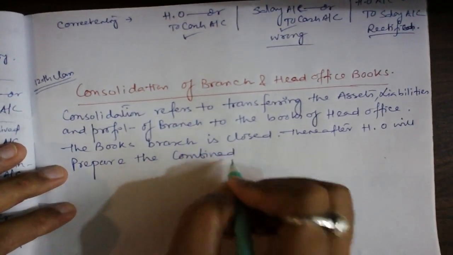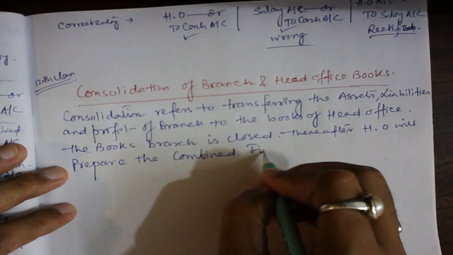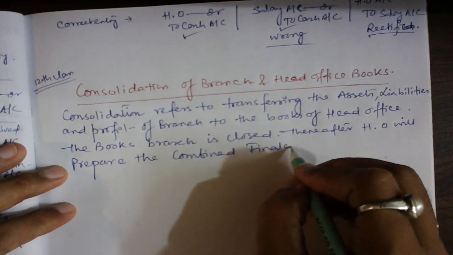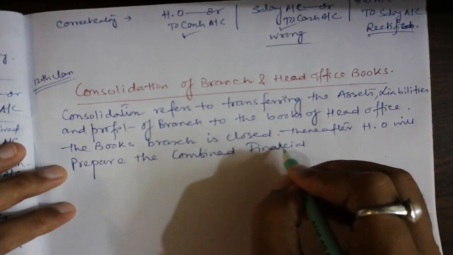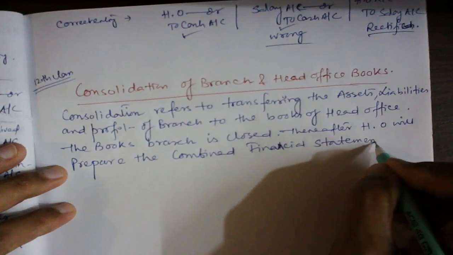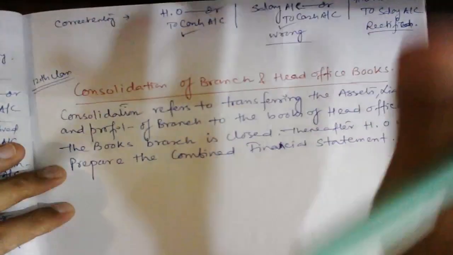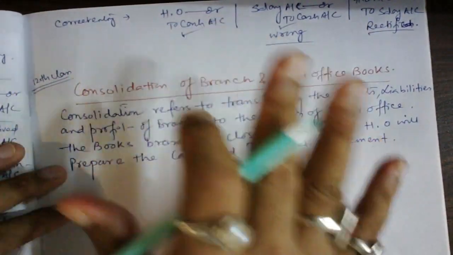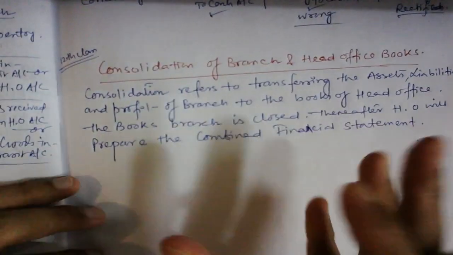You can say combined financial statements. That is what the HO will do, including the balance sheet and the P&L. Got it? Now, the steps for preparing the consolidation. Certain steps you need to follow.